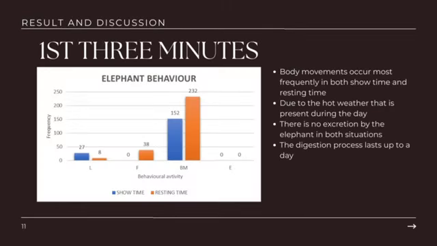As a result of the observation, elephants are crepuscular animals, meaning they are most active at dawn and dusk. The 3 main feeding times are in the morning, afternoon, and evening. Elephants nap under trees during midday and may nod off while standing. According to the graph, body movements occur most frequently in the first 3 minutes of both their show time and their resting time. This is due to the hot weather that is present during the day.